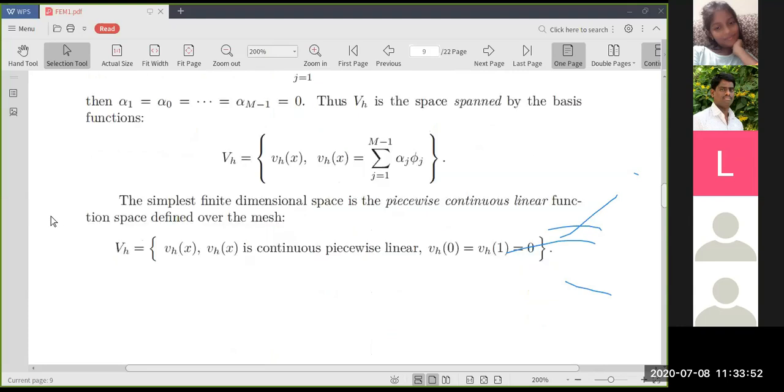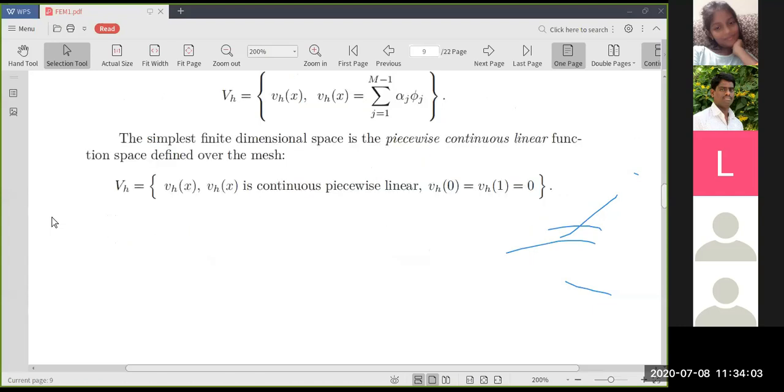The simplest finite dimensional space is the piecewise continuous linear function space defined over the mesh. Piecewise continuous functions we have defined already. So you take the capital VH; VH of x is continuous piecewise linear, and it satisfies this condition: VH of 0 equals VH of 1 equals 0.